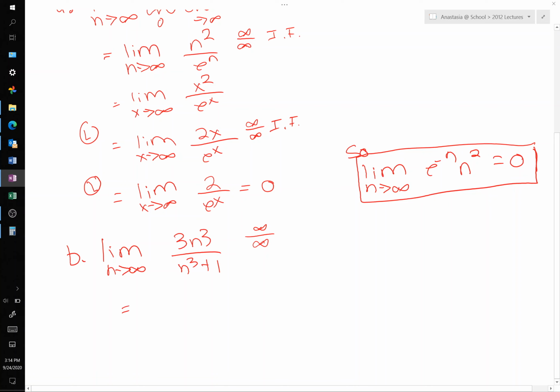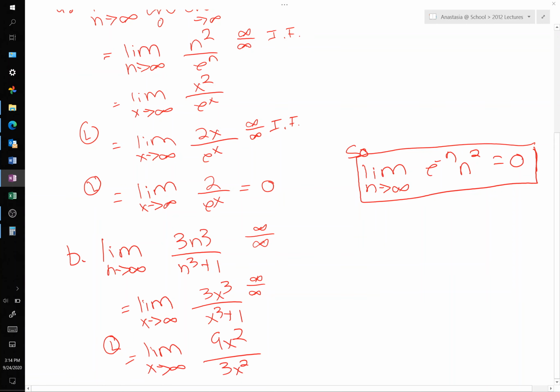If you want to do that here, you need to rewrite it in terms of a continuous variable. The limit as x approaches infinity of 3x cubed over x cubed plus 1. Still the infinity over infinity form, so we're going to apply L'Hopital's rule. So we get the limit as x approaches infinity of 9x squared over 3x squared.